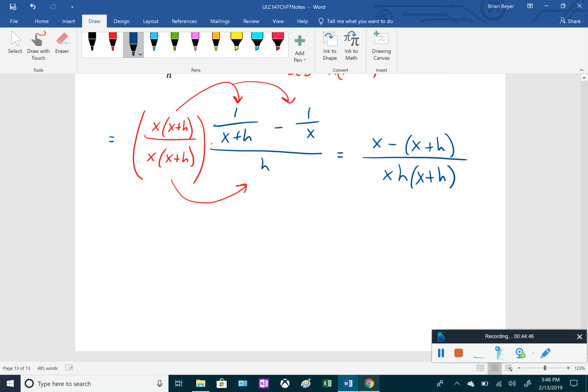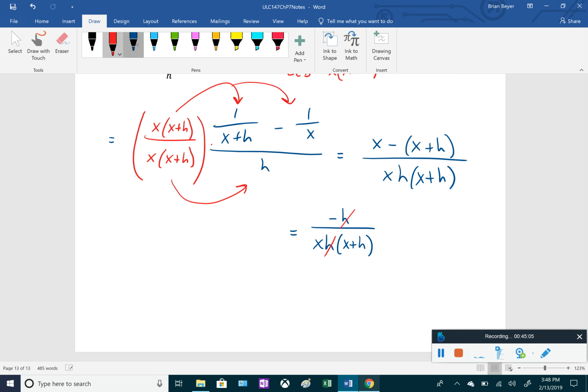So let's simplify this a little bit. The numerator x minus x actually cancels to 0. We distribute the negative to the h. We get negative h over xh times x plus h. The h's cancel. h over h equals 1. So we're going to get negative 1 over x times x plus h. So it's definitely a lot cleaner looking than it was. It was pretty messy.